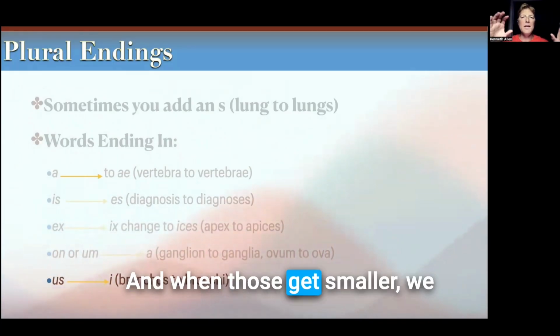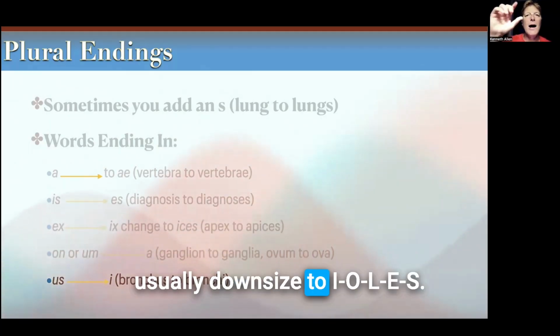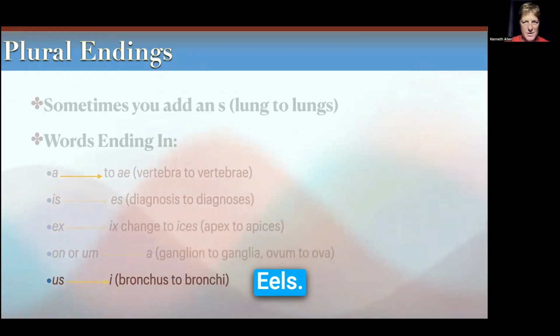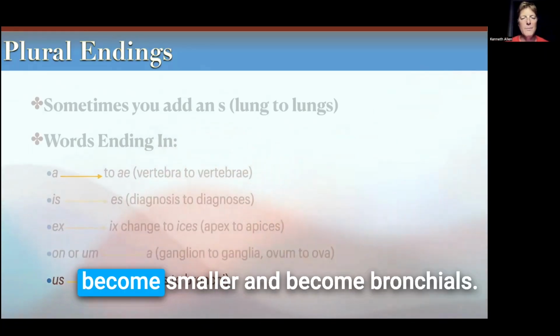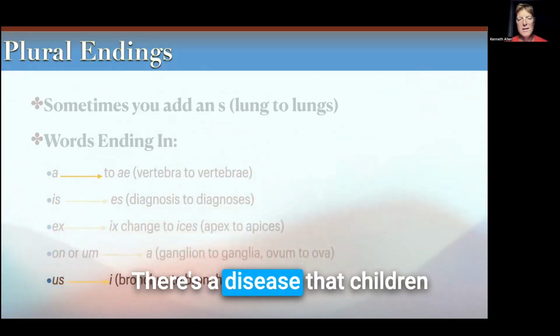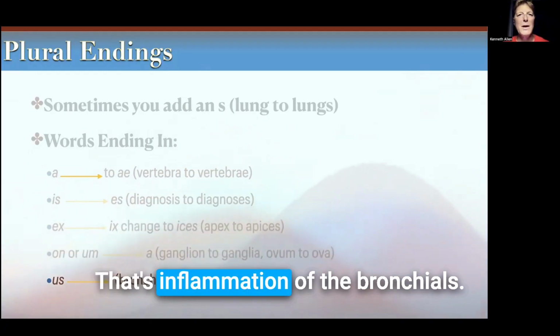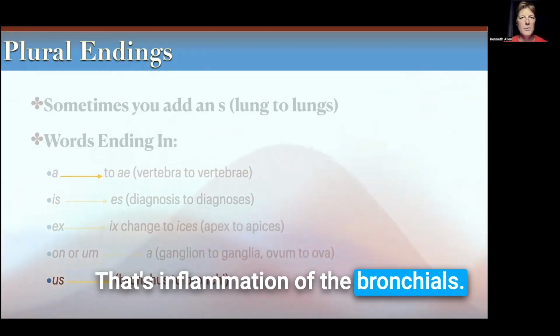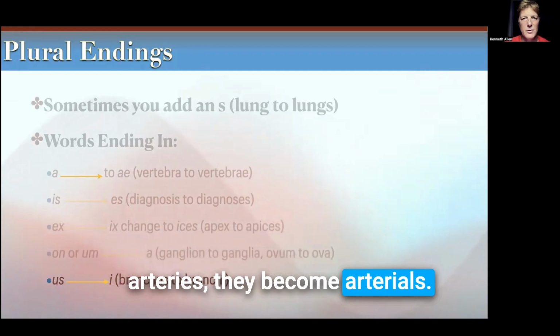And when those get smaller, we usually downsize to IOLES, bronchioles. Bronchus becomes bronchi, and smaller ones become bronchioles. There's a disease that children get called bronchiolitis. Guess what that's inflammation of? The bronchioles. When we look at smaller arteries, they become arterioles.